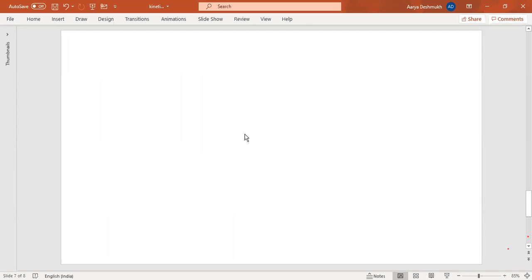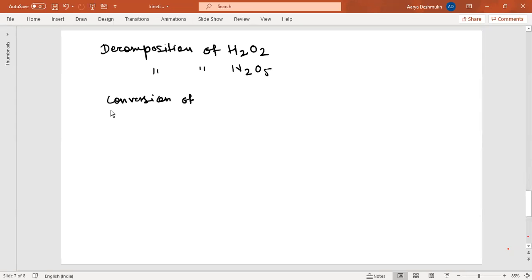Now there are different reactions of the first order, like the decomposition of H2O2. There are different examples, but the ones commonly asked in examinations, or repeated many times, are the decomposition of H2O2, which is a first order reaction, then the decomposition of N2O5, which is again a first order reaction, and the conversion of cyclopropane to propene. This is also a first order reaction.